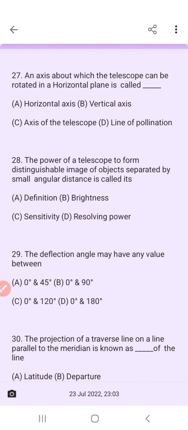An axis about which the telescope can be rotated in a horizontal plane is called: A. Horizontal axis, B. Vertical axis, C. Axis of telescope, D. Line of collimation. The telescope can be rotated in the horizontal plane only about the vertical axis.